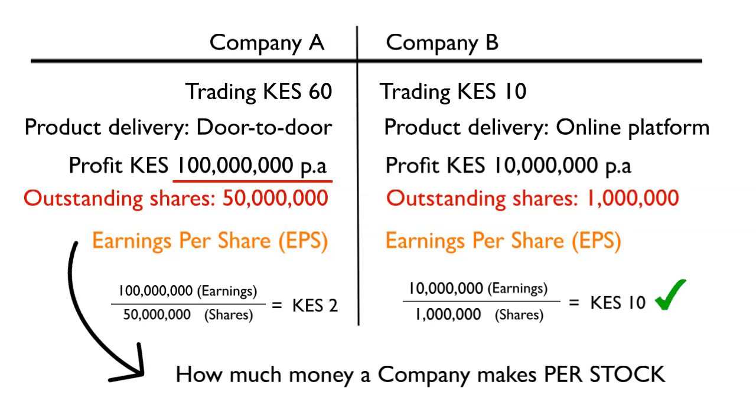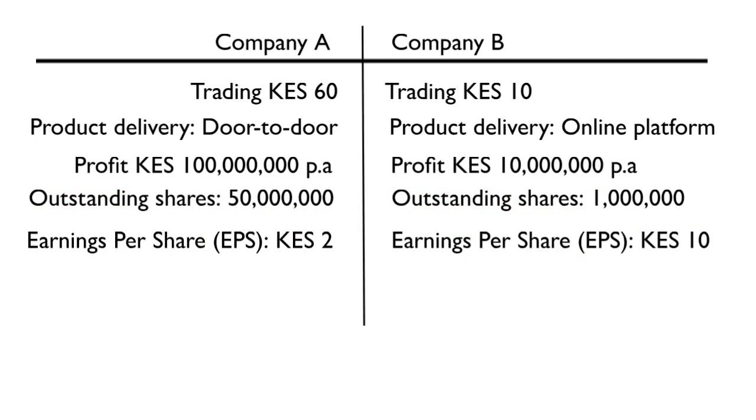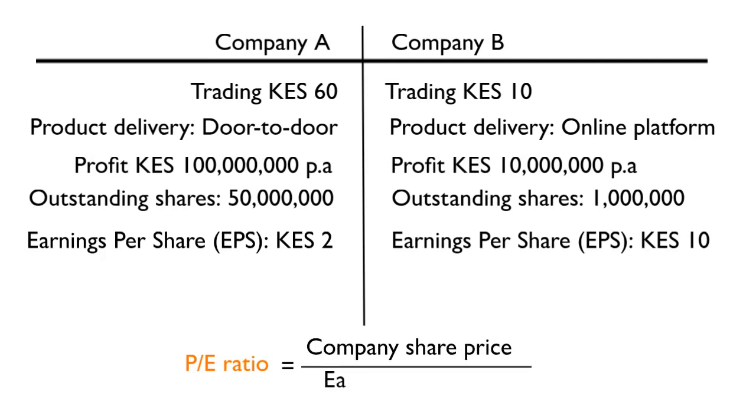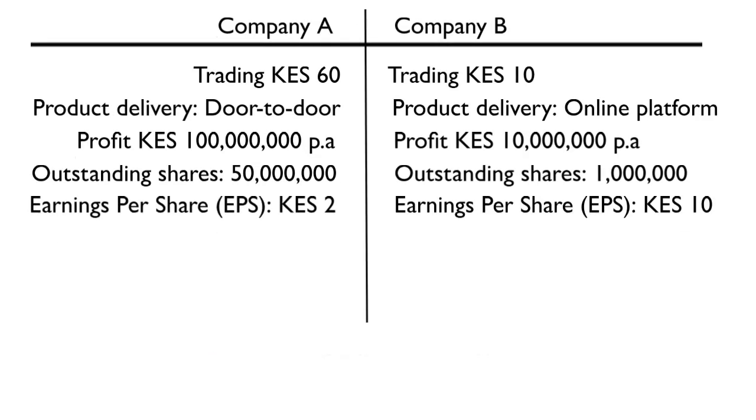Now that we have the EPS of the two companies, we can calculate the PE ratio. To calculate the PE ratio, we divide the company's share price by its EPS. Company A's PE ratio is therefore 60 shillings divided by an EPS of 2, which is 30. This means the stock is trading at 30 times its earnings per share.